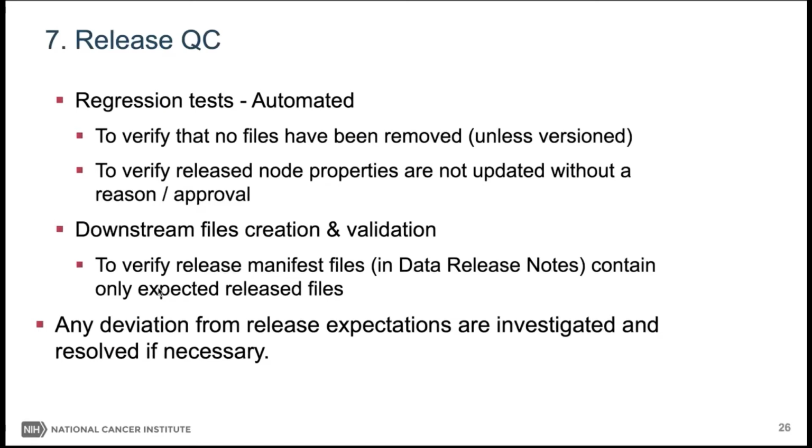The last step is to validate all the downstream files generated by GDC which are distributed to GDC data consumers. For example, the release manifest, which is available on GDC release notes, has only expected release files in it. Any deviation from release expectations is investigated and resolved if necessary. Next slide, please.